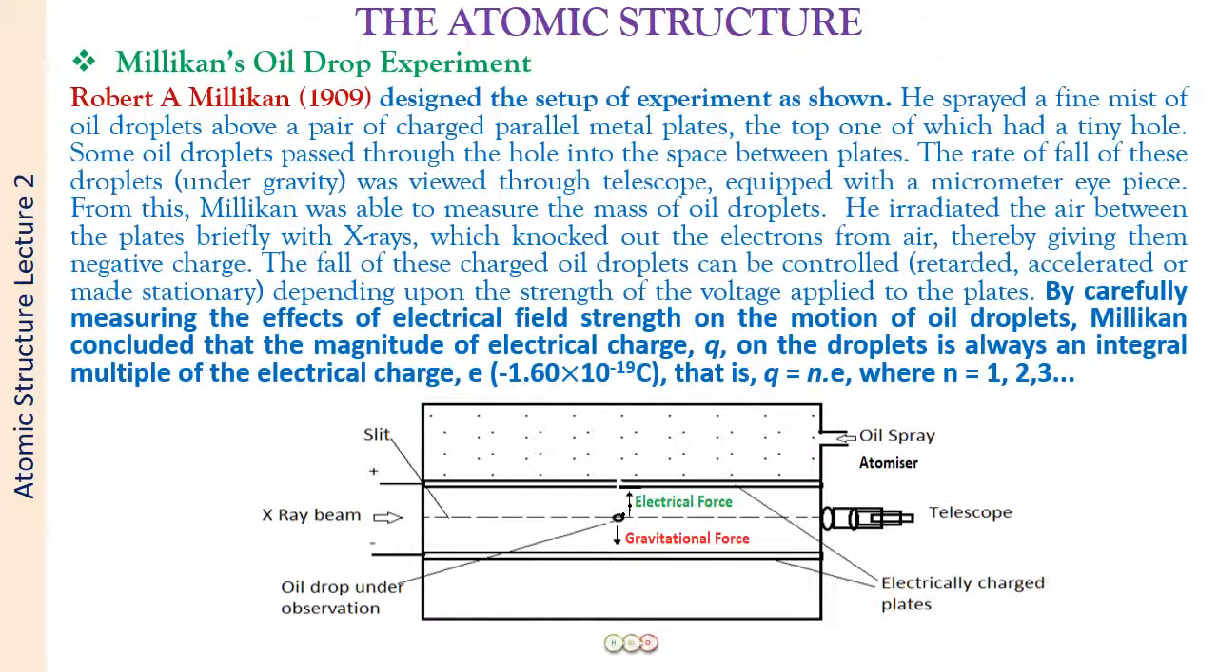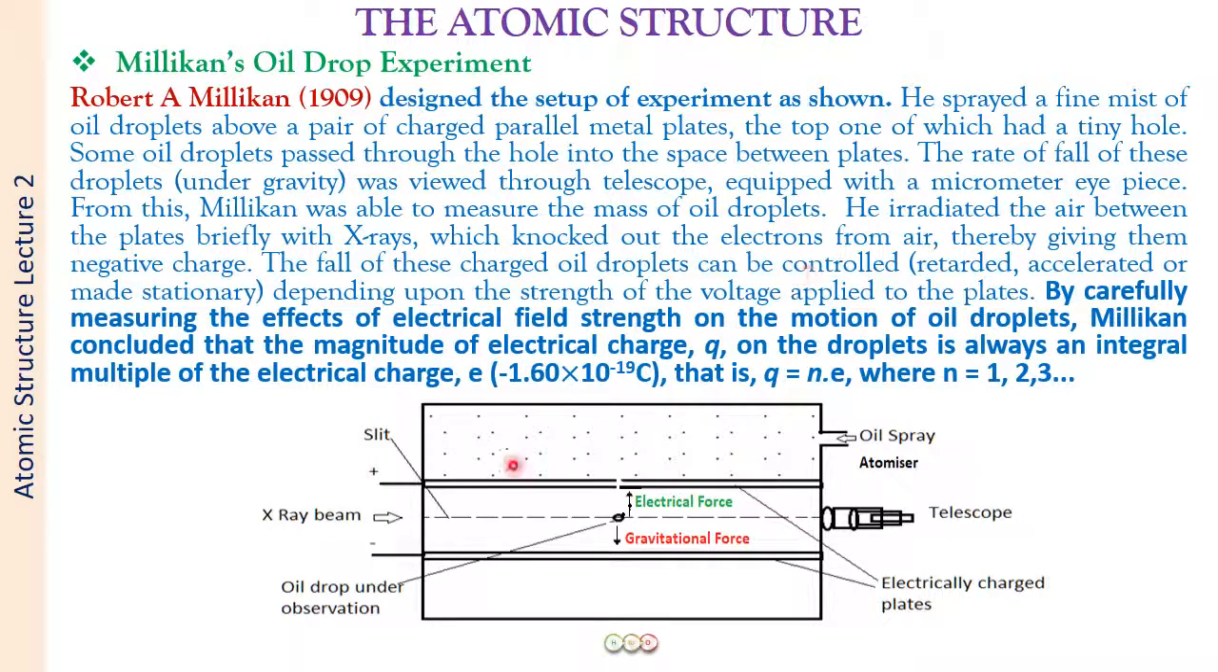And then what did he do? Basically, he sprayed a fine mist of oil droplets above the charged metal plates. The top one had a tiny hole in it, and some of the oil droplets passed through the hole into the space. This hole was so small that only one droplet could come at a time. The rate of fall of these oil droplets under gravity was viewed through the telescope, which was equipped with a micrometer eyepiece. Through this he was able to calculate the mass of the oil droplet.